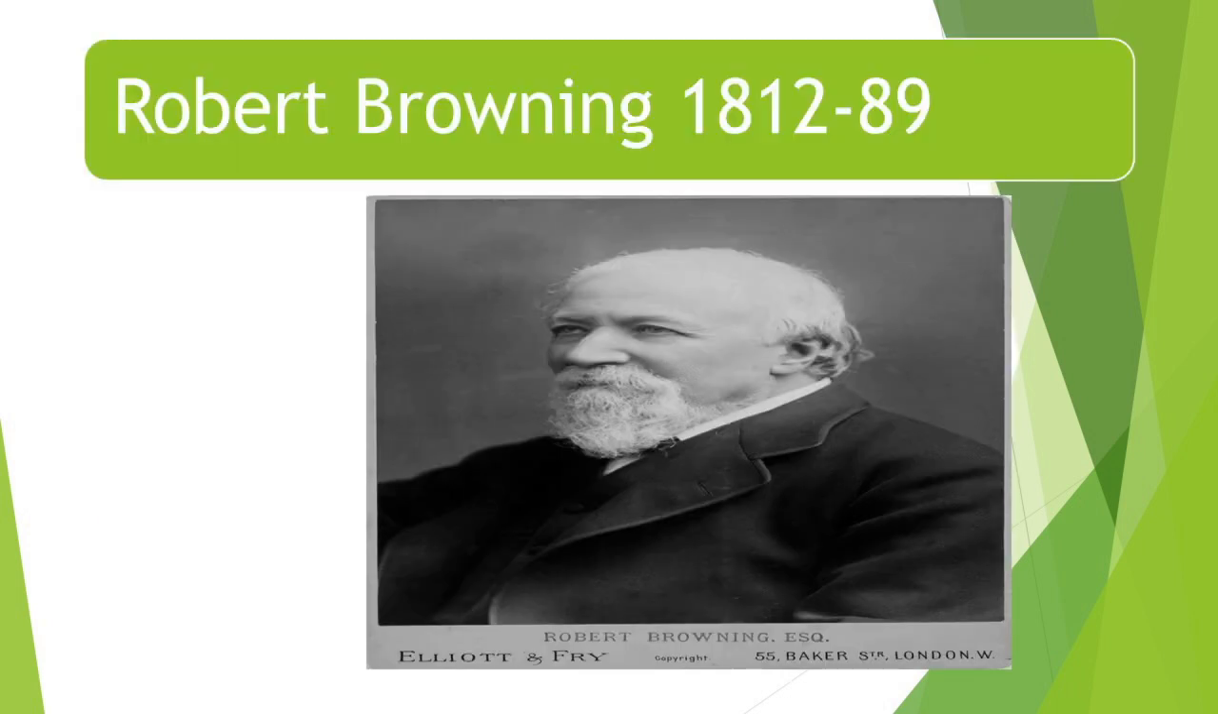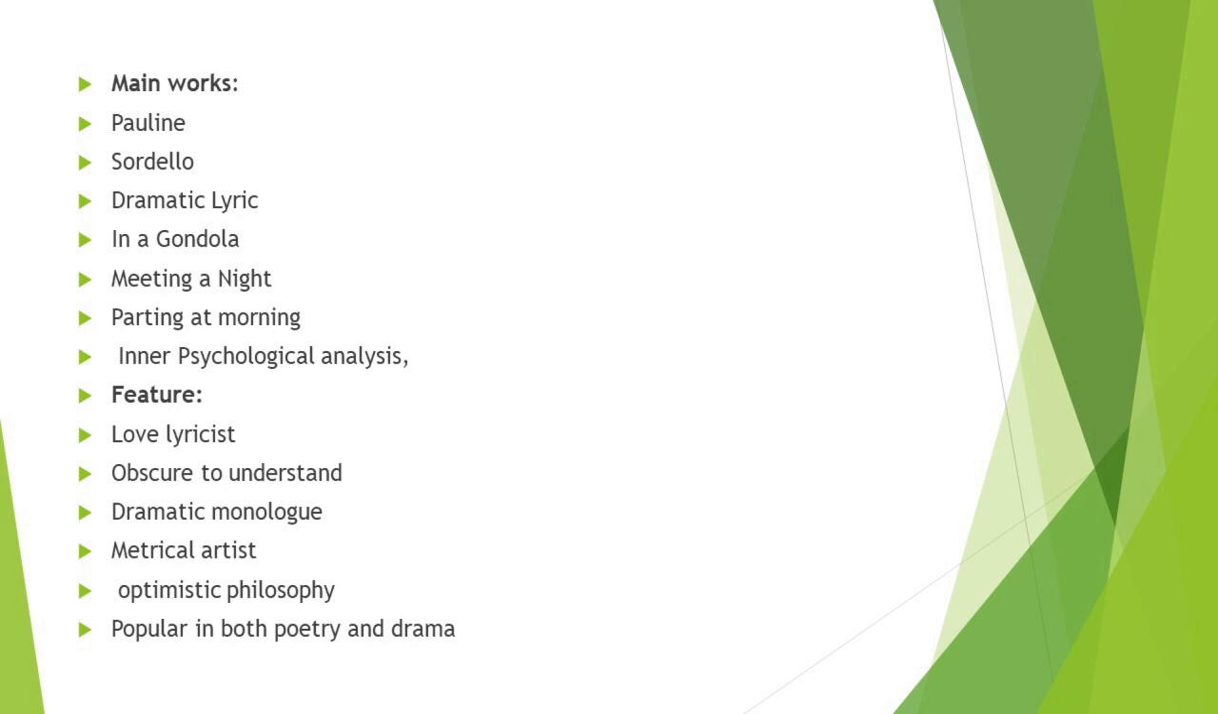Okay, another writer is Robert Browning, who was born in 1812 and died in 1889. His main works: Pauline, Sordello, Dramatic Lyrics, In a Gondola, Meeting at Night, Parting at Morning, inner psychological analyst, and his features are love lyric, obscure to understand. He used to write a little bit complicated, using lots of big imagery, dramatic monologue, metrical artist, optimistic philosophy, popular in both poetry and drama. These were some of the characteristics we can find in his writing in all genres.